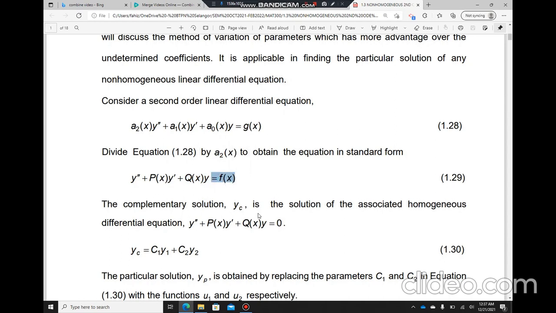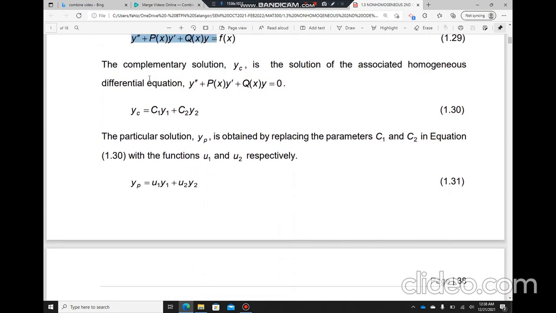The complementary solution yc is the solution of the associated homogeneous differential equation. So yang ni samalah complementary solution. So maksudnya kita solvekan yang sebelah kiri. Okay, then we get this complementary solution. So now we want to find particular solution yp is obtained by replacing the parameters c1 and c2 in equation with the function u1 and u2 respectively. Okay, so kalau yc c1 y1 plus c2 y2.